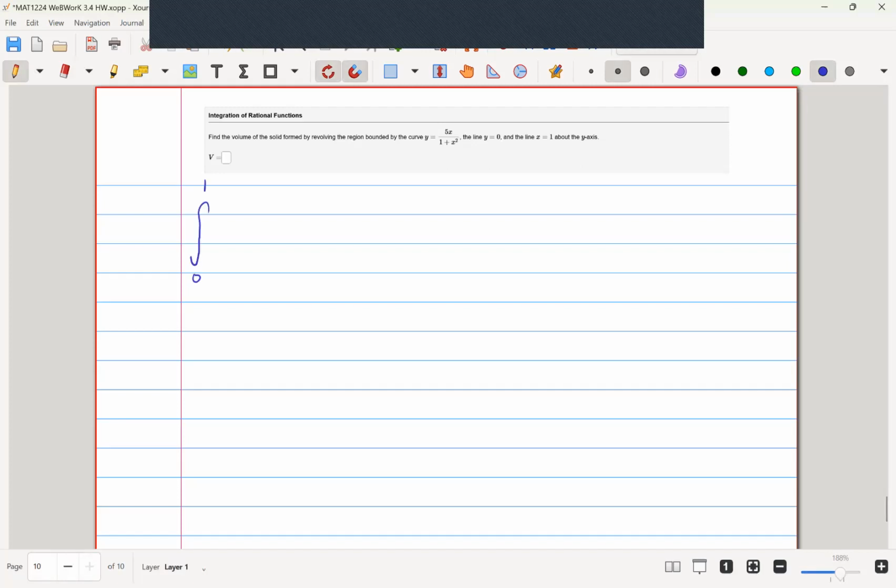We have integral from 0 to 1 given from the problem. And the shell method is 2 pi times the radius, the shell radius, which is just going to be x, per usual, and the shell height, which is our given curve. So 5x over 1 plus x squared, and that is just dx. All right, so that's going to be equivalent to 2 pi 5x squared over 1 plus x squared dx.